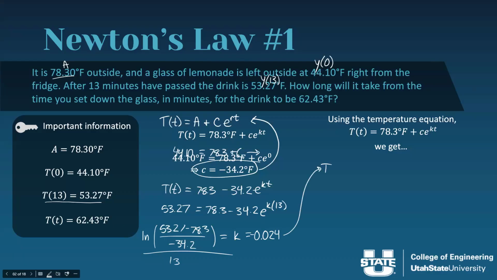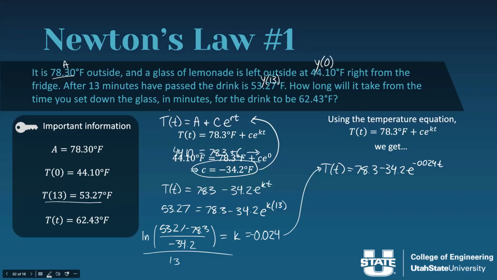All right, so now we have solved to be able to plug into every piece of our equation that we need. So now we have T of t equals 78.3 minus 34.2 e to the negative 0.024 t. And now we can finally answer the question, which is how long will it take for the drink to be 62.43 degrees Fahrenheit?